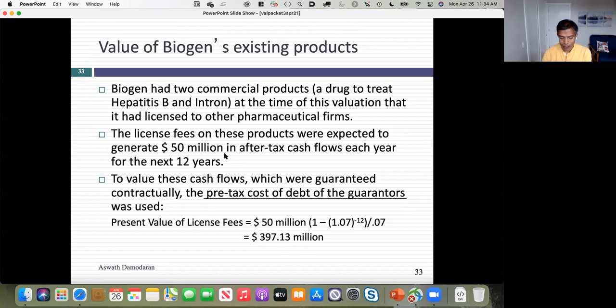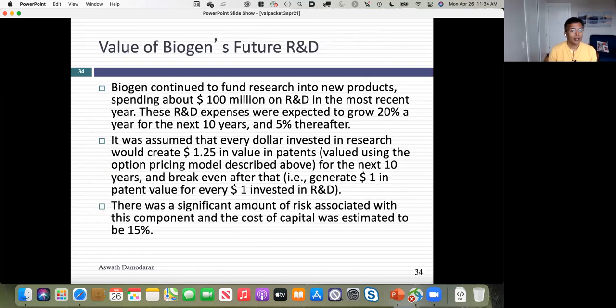So when I took the 50 million that they had as after-tax cash flows, because these were fixed fees, and discounted them back at the pre-tax cost of debt for the guaranteeing companies, which is 7%, what I get is a present value of 397.13 million. The present value of the licensing fees, because they're fixed, are discounted back at the pre-tax cost of debt of the companies making those guarantees. That gives me the value of existing drugs. I have the value of the patent. The only patent they had was Avonex.